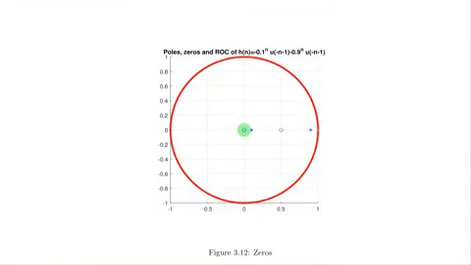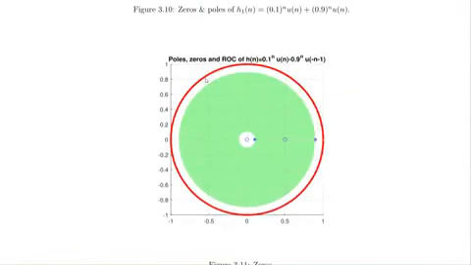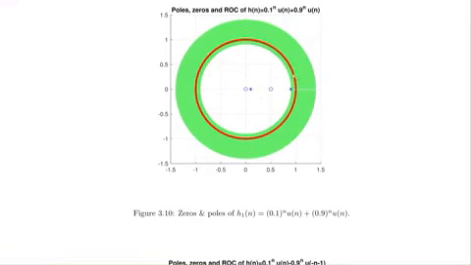What about the third case? Okay, ROC less than 0.1. It doesn't contain the unit circle, so it's not stable and there is no frequency response. The deduction for a causal stable system, going back to the first one, for a causal stable system, all poles should reside inside the unit circle. Okay?